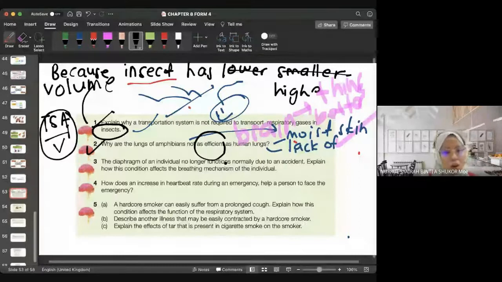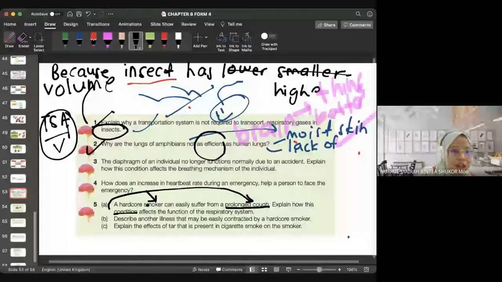Nombor 5. A hardcore smoker can easily suffer from a prolonged cough. Explain how this condition affect the function of the respiratory system. So, condition dekat sini, alright, it refers to the cough and juga smoker. Okay. So, jawapan you kena cakap kalau apa prolonged cough akan lead to the respiratory system. Okay, apa juga a smoker, punya condition you as a smoker boleh affect respiratory system. Ini pun kita dah jawab dah sebenarnya hari tu.